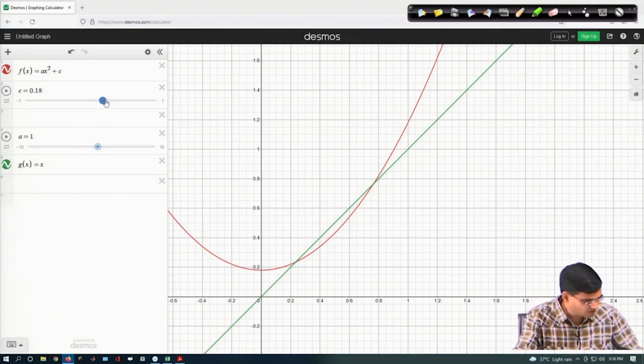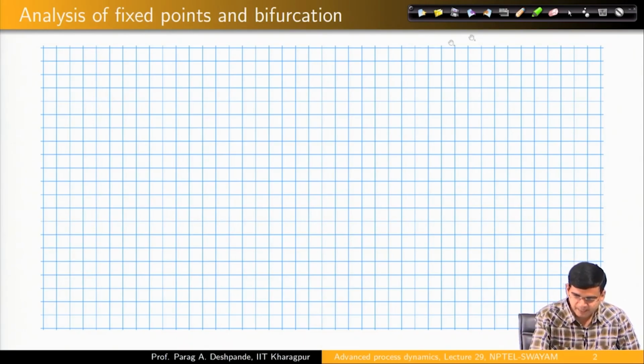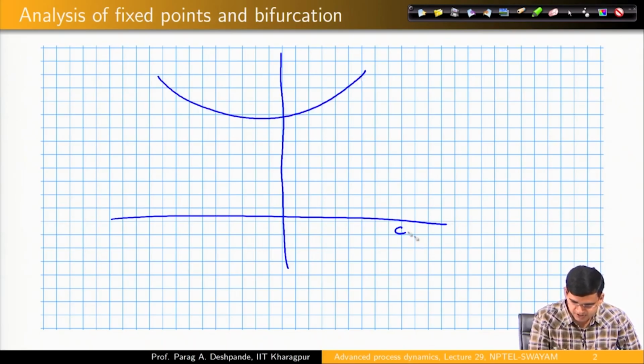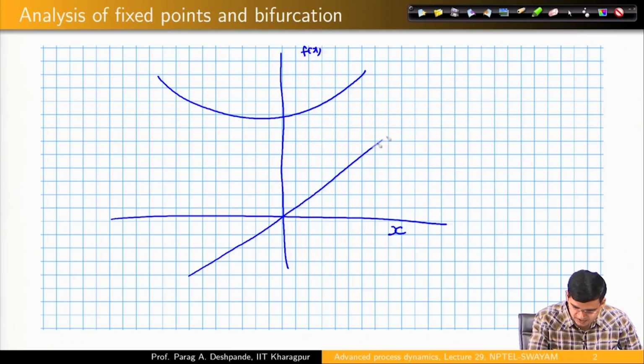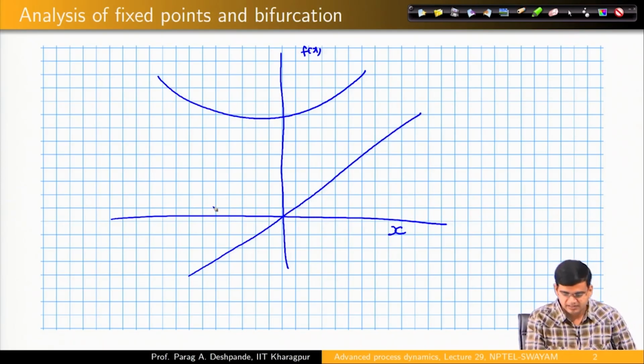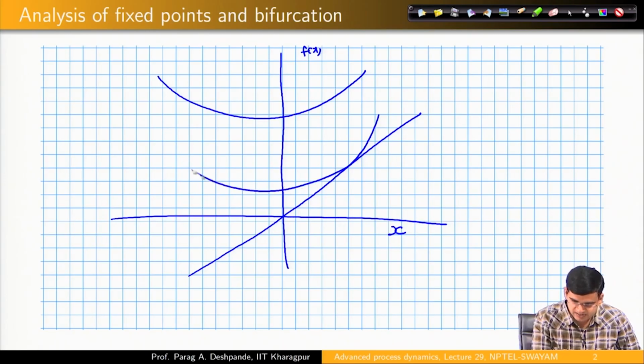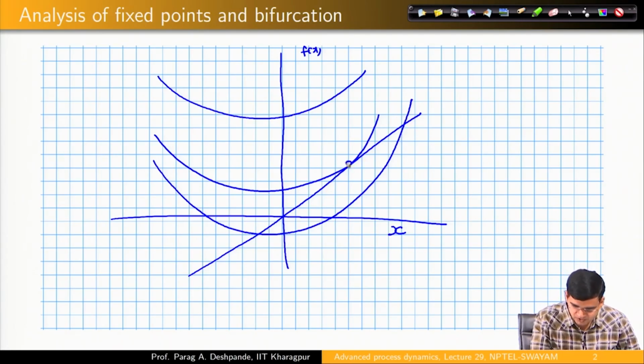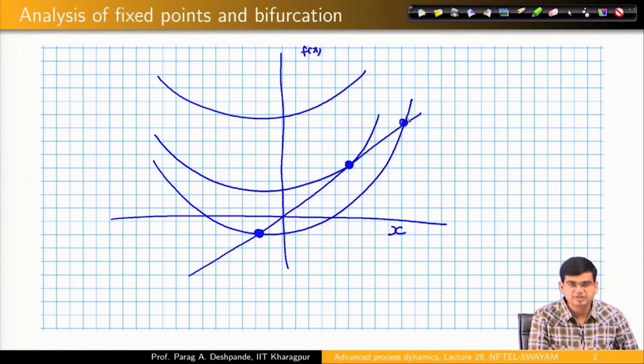So, very quickly we can draw this situation like this. You have the parameter c, sorry, this is x, this is f of x. So, I have this case where there is no fixed point, then I can have this case where there is one fixed point, and then I can have this case where I have two fixed points. So, one fixed point, two fixed points and no fixed point.